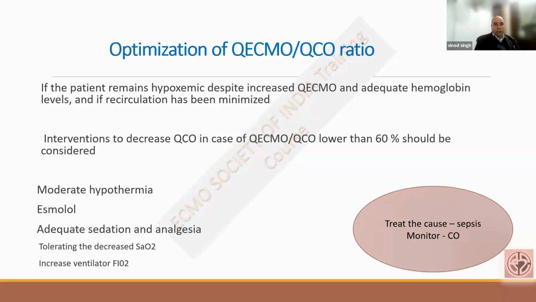So according to the way you manage the patient in the intensive care unit, the same principle will apply. The only difference is that you try to achieve a higher ECMO cardiac output, try to increase the ECMO flow also. That will increase the ratio of the ECMO to total cardiac output.